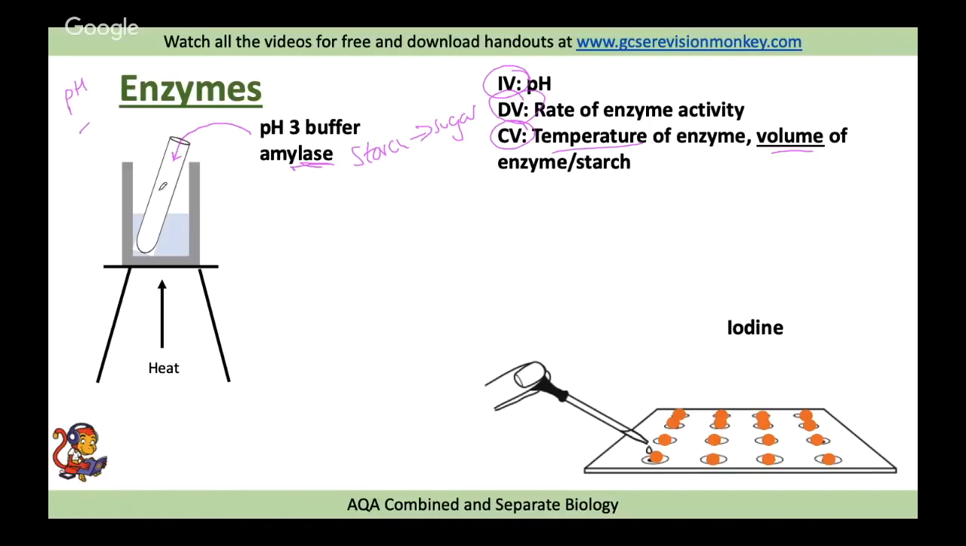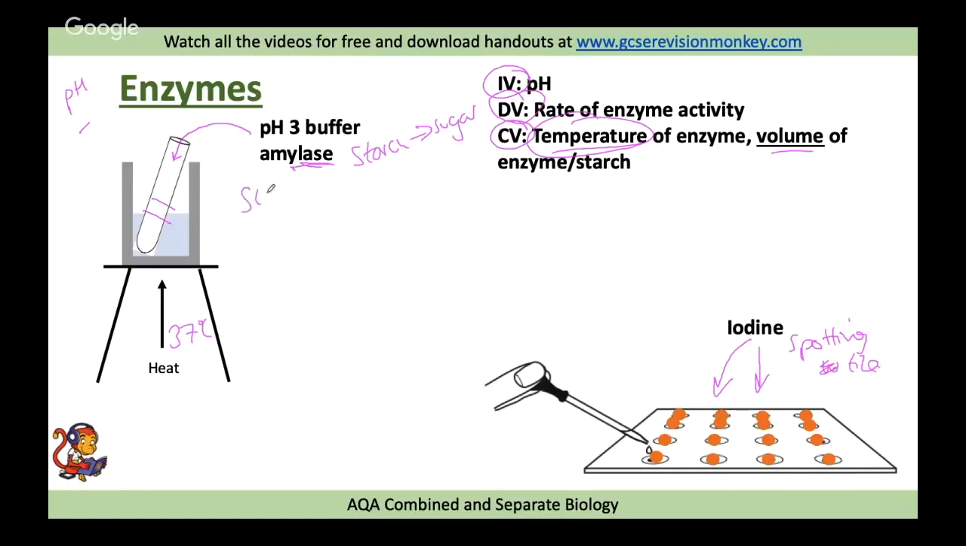So we're going to put the pH buffer in there, and then we're going to add the amylase on top. And we're going to heat it to 37 degrees C. We're going to try and control that because that is the optimum temperature for enzymes. We're going to set up over here a spotting tile by adding iodine into every single well, and that will go an orangey brown colour. And then we're ready to add our starch.